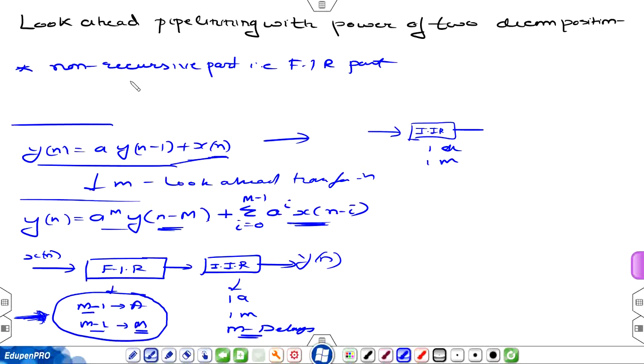That can be done by the technique of look ahead pipelining with power of 2 decomposition. This will be used for implementing the non-recursive part, that is the FIR part, and you will see that because of this the number of computational units, that is adders and multipliers, will increase only by an amount of log base 2 of M. First I will take an example, and then things will be generalized according to the result.